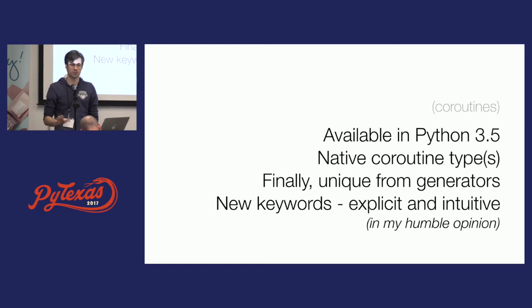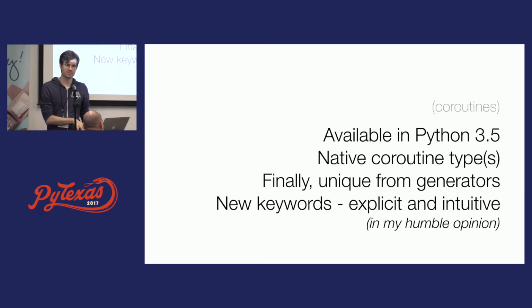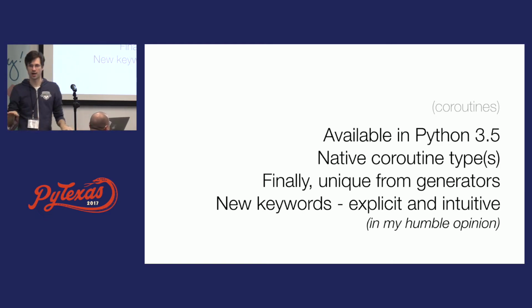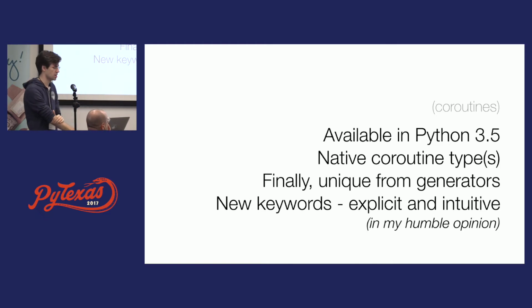Little side note, if you read my talk description, I don't know what I was thinking. I wrote native coroutines became a part of the language in 3.6. That is wrong. It was 3.5. But in 3.6, there were a little bit of additional pieces. So in 3.5, you've got native coroutines. You've got async and await keywords. It is unique from generators, even if it builds on the same concepts.